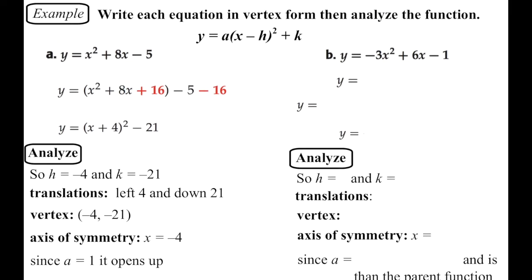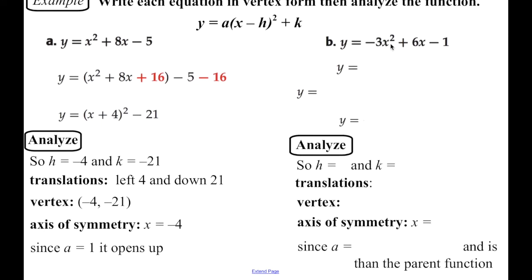The next equation over on the right-hand side, to put this one in vertex form, what I want to do first is factor out a negative 3 from the first two terms only. And then keep the negative 1 outside of the parentheses. And then what we're going to do is do a partial completing the square on what's in the parentheses. This one gets a little bit confusing. So keep that negative 3 out there.